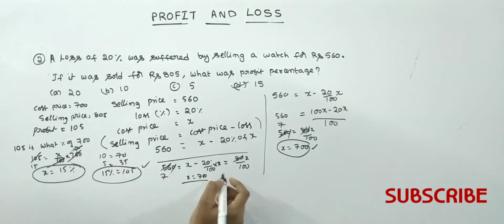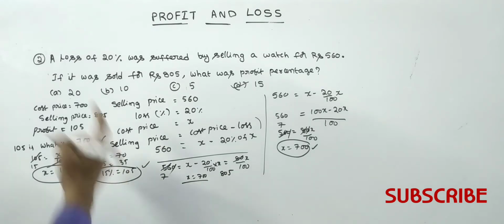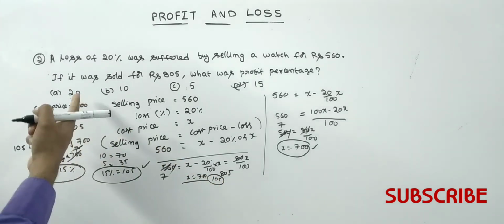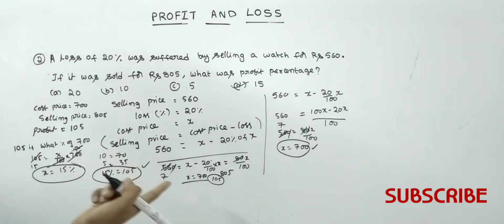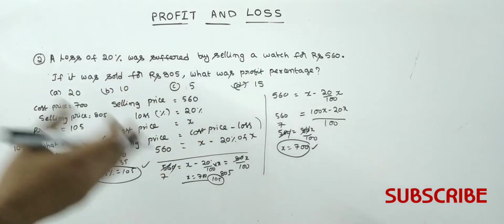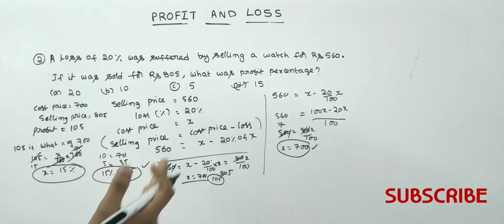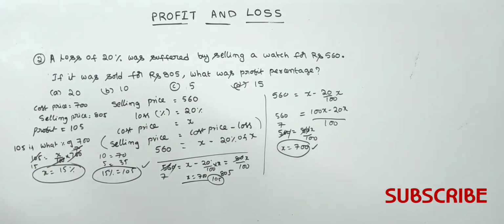So here given 805 selling price. Then profit is 105. So 105 is what percentage of the 700? Then 15% is the answer. Nothing is there. If you know the procedure, we can solve the problems in a number of ways.